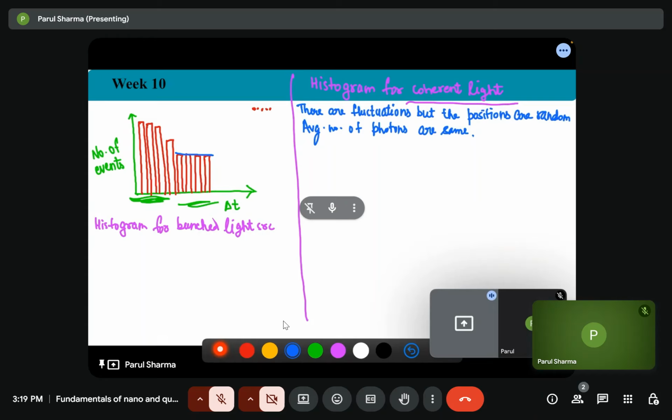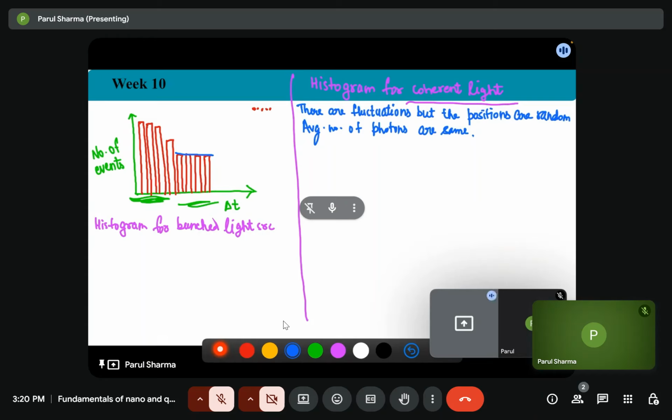Because of randomness, if we look at the correlation, if the first photon comes, the counter will start. Second photon comes, it starts again. We can never predict exactly where that randomness is, because we are not able to locate the position. It's very random.